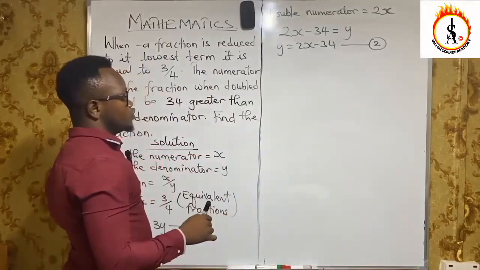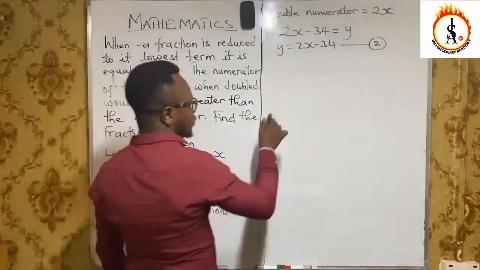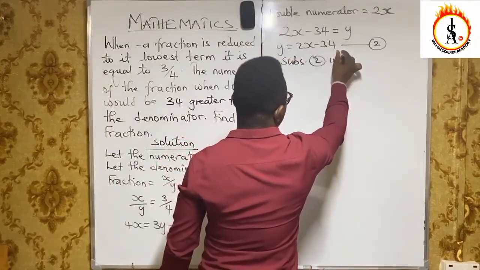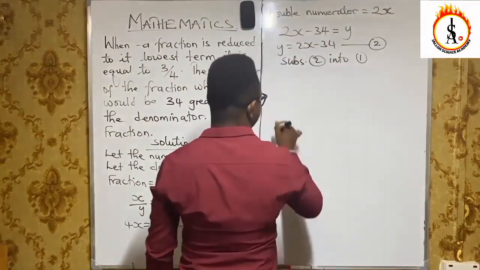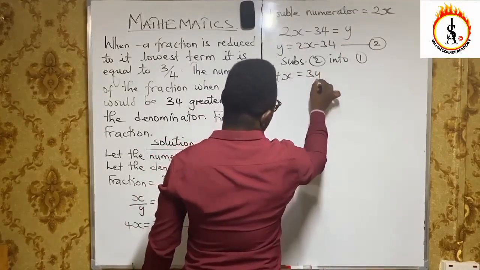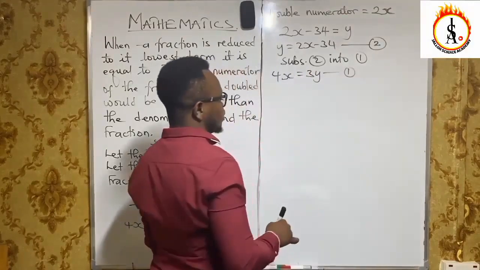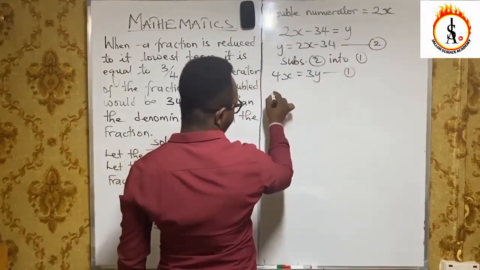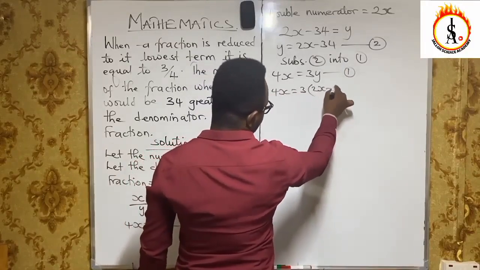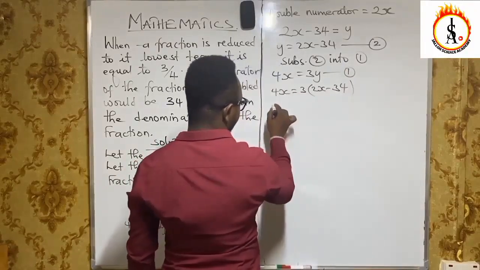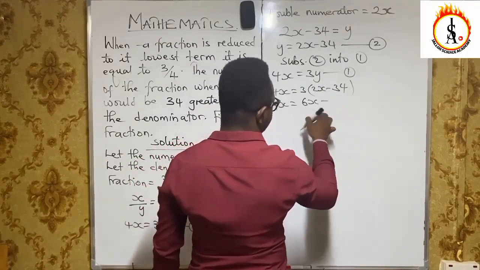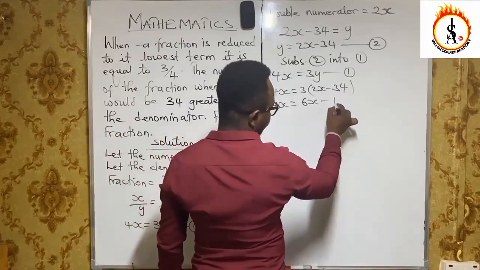So now what we do, we are going to substitute equation 2 into equation 1. Equation 1 says 4x is equal to 3y. So wherever we see y, we substitute 2x minus 34. So we get 4x is equal to 3 into 2x minus 34. So 4x is equal to 6x minus 102.